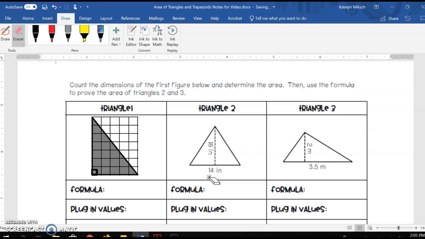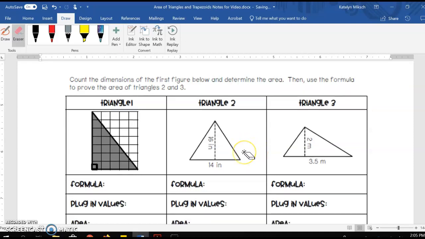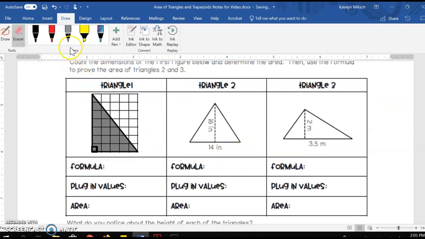So we have 3 different triangles here. We have a right triangle, we have what looks like an equilateral triangle, and then a scalene triangle. This one might be isosceles, and those are all types of triangles that you should have learned in 5th grade. So looking at this first one, our formula for each triangle is going to be the same.